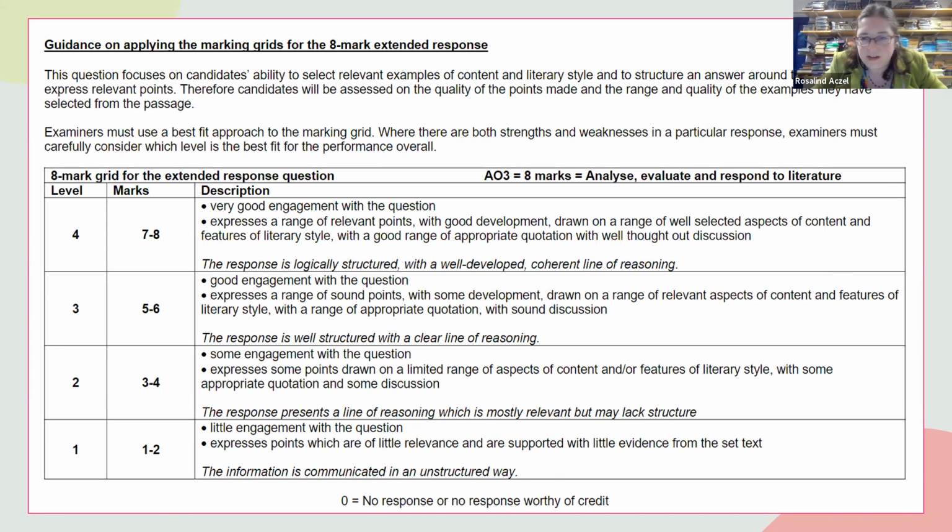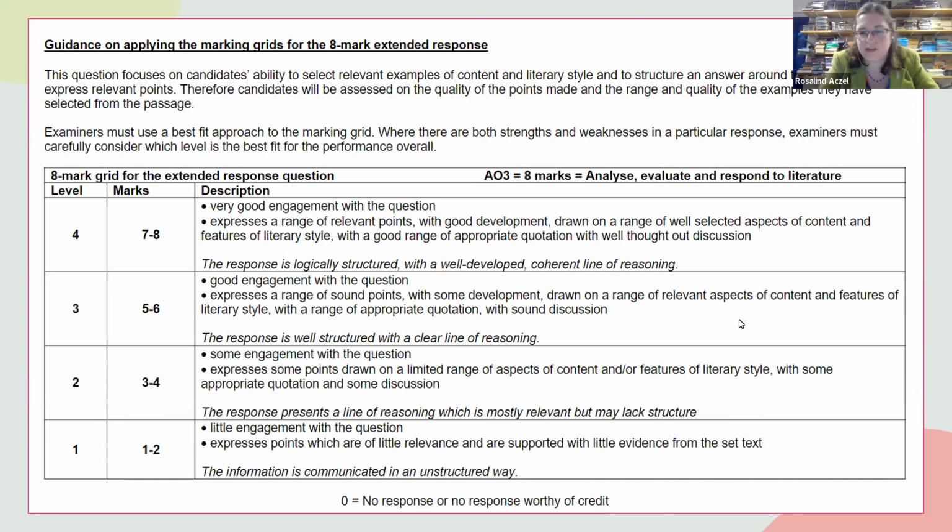Drawn a range of well-selected versus relevant aspects of content and features of literary style. So well-selected, they've really chosen the best possible thing to talk about. With a good range versus with a range. So they've made a sufficient number of points of appropriate quotation with well thought out discussion versus sound discussion. So again, the difference between band 4 and band 3 is: is it really relevant? Is it really detailed? And are they saying something genuinely quite interesting or just decent?